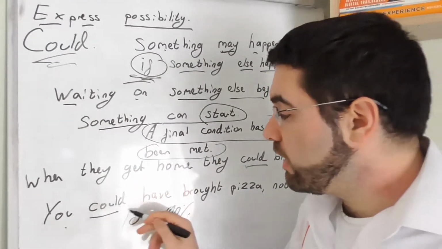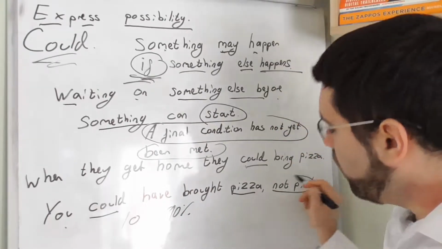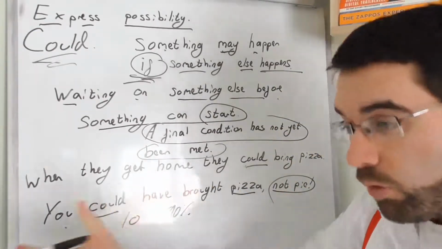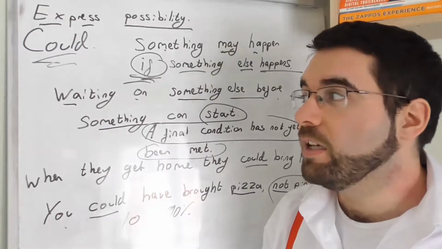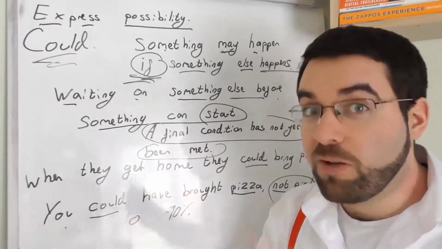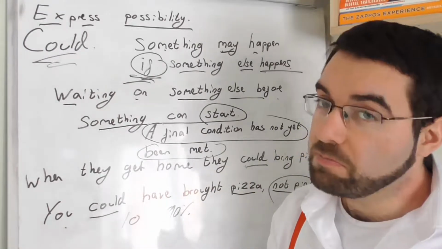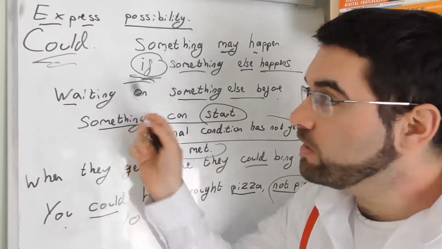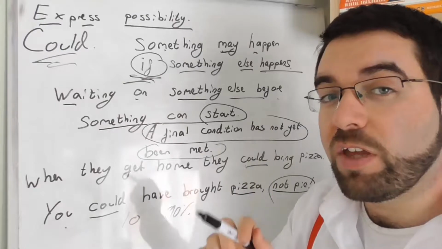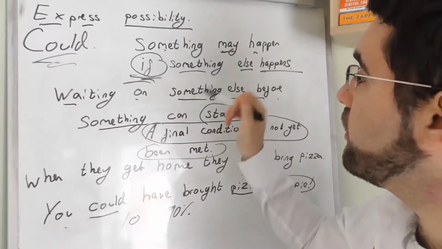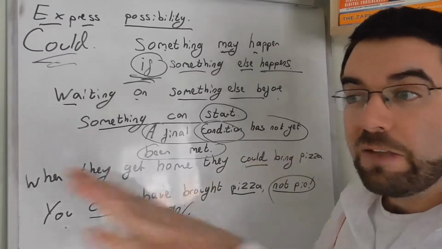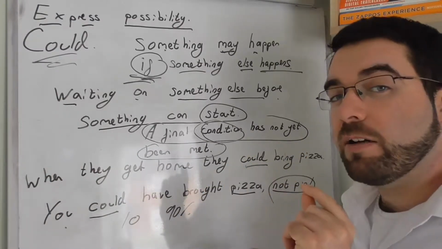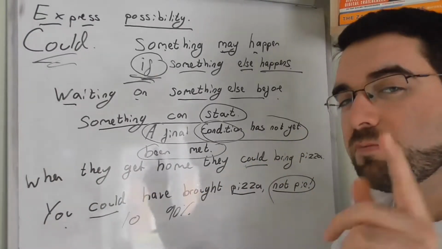You could have brought pizza, not pie. You could have brought pizza if you saw it. You could have brought pizza if it was there. If it was on sale. But that's could. We're waiting for one other thing. Another condition. An if. If this happens, then we could do that. Yeah. Let's keep going.